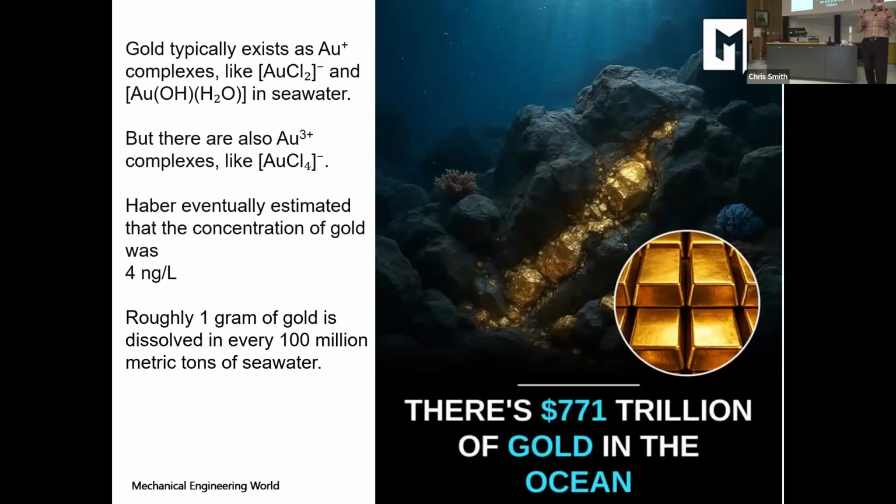So when he finally, and he does a really good job, over 5 years, he essentially invents the area of analyzing trace metals at very, very low concentration. And he works out eventually that there's around about 4 nanograms of gold per liter of seawater. So in other words, you get a gram of gold in 100 million metric tons of seawater. And he figures out that it's just not worth it.